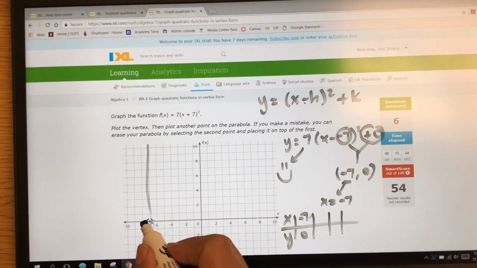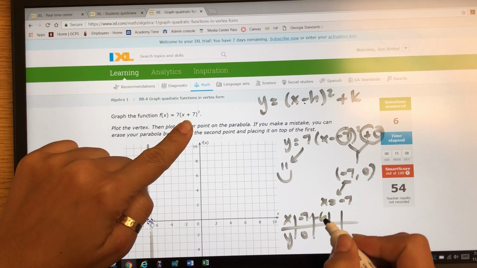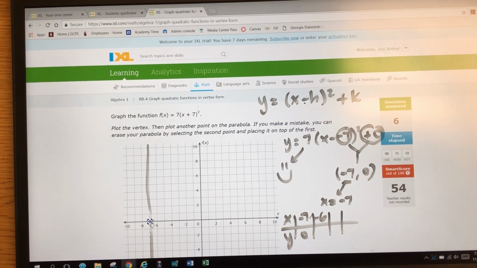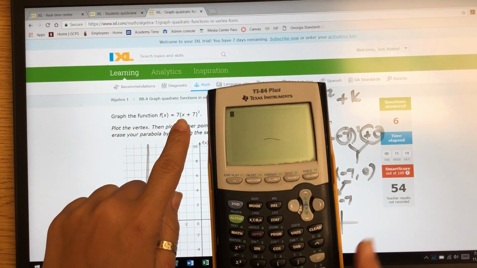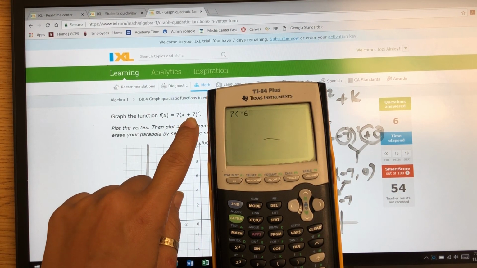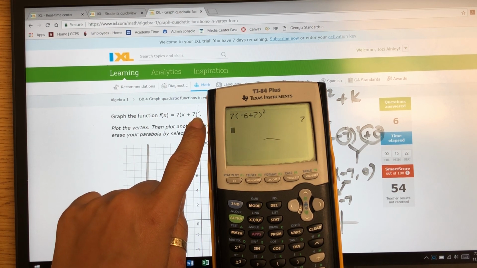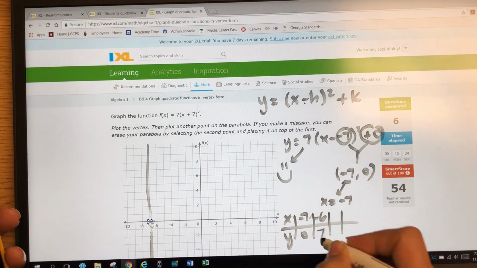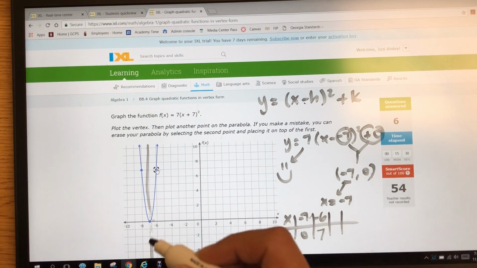All right, just pick a number to the right of that. So -6, and plug that in. So plug -6 in here. And look, don't make a mistake. Just go ahead and use a calculator. So we're going to plug -6 where I see x. So I see 7, open parentheses, -6, plus 7, close parentheses, and then squared. Press enter. 7. So -6, 7 is another point. And then the last step is to mirror it.